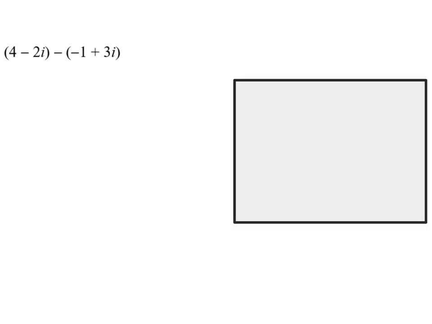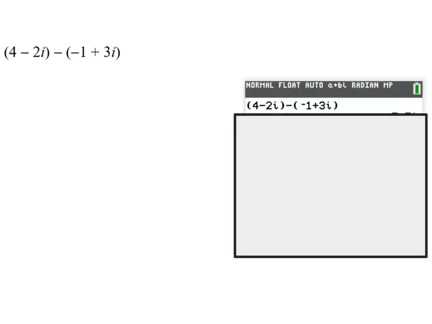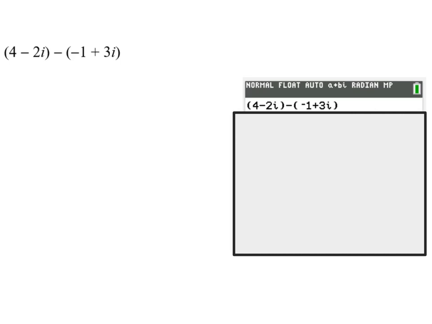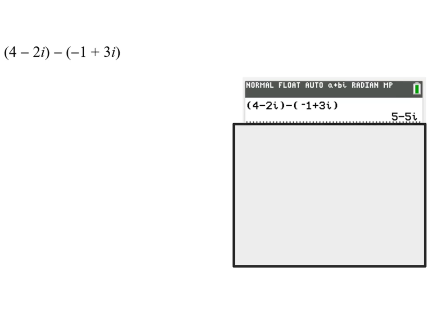For the next one, we're going to do the same thing. We'll type the entire thing in on your calculator, as shown on mine. Once it's typed in, like we have here, and you click enter, you'll get the result 5 minus 5i. Again, follow along in your calculator and make sure that you are getting the same answer.